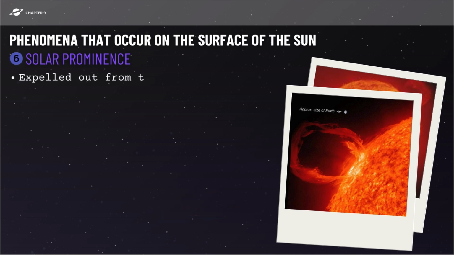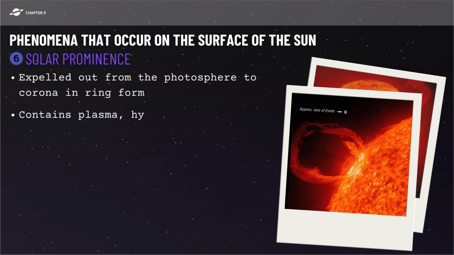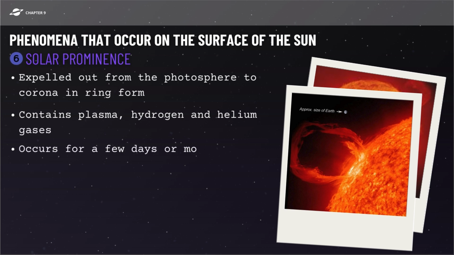Solar prominence is expelled out from the photosphere to the corona in ring form. It contains plasma, hydrogen, and helium gases and only occurs for a few days or months.